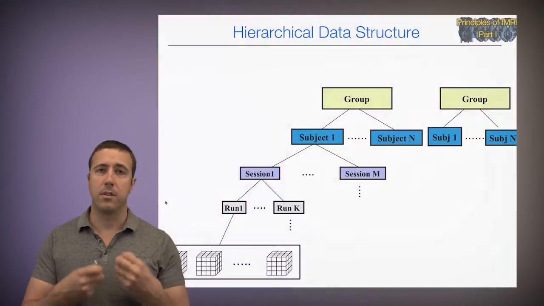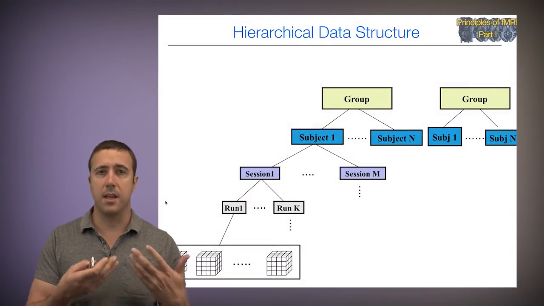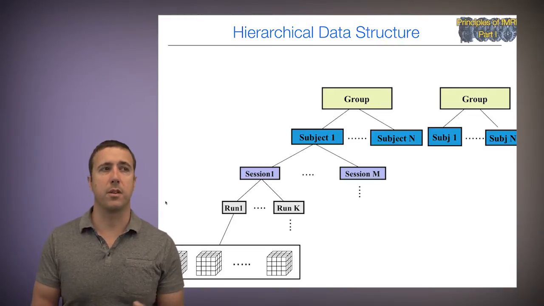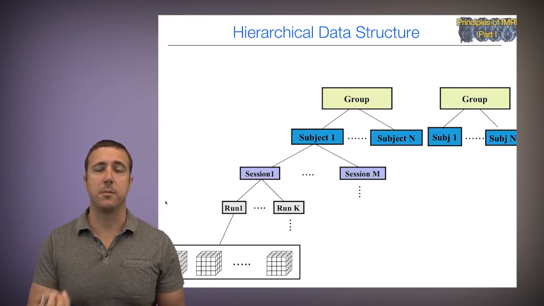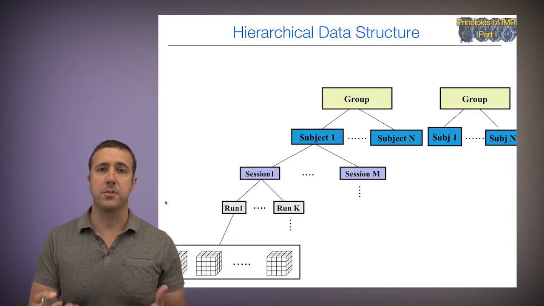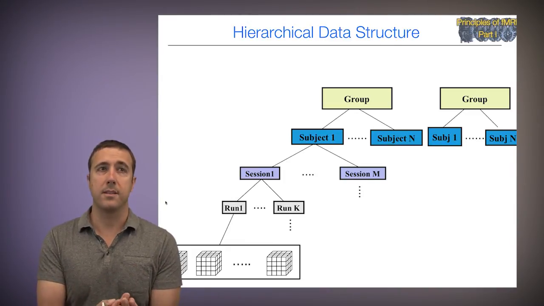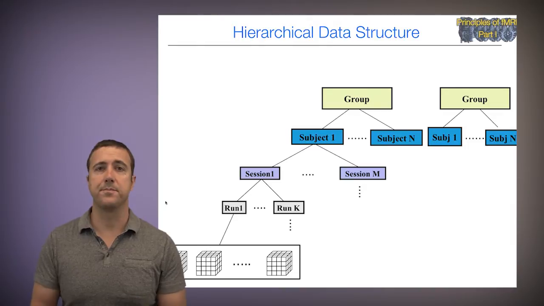Let's remind ourselves first about the hierarchical data structure, which is going to constrain how we think about designs. So if you remember, there are voxels within images. Images are sampled over time within runs within sessions, and sometimes multiple sessions per subject. Now I've got multiple subjects nested within a group, and sometimes even multiple groups.